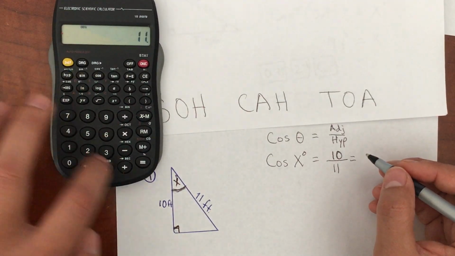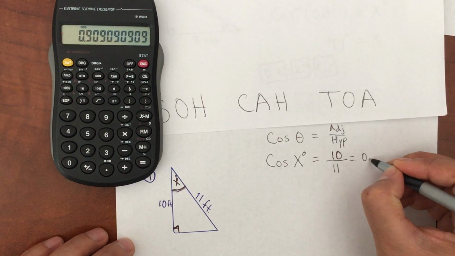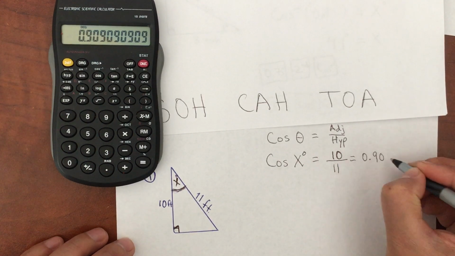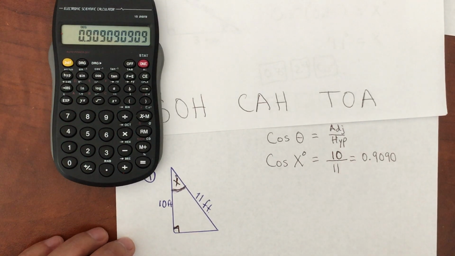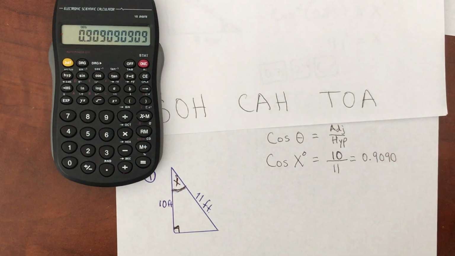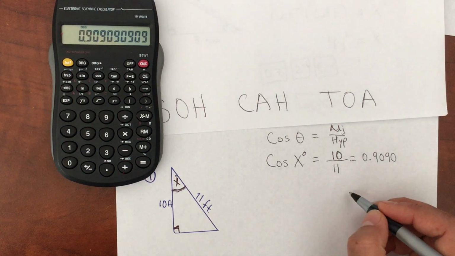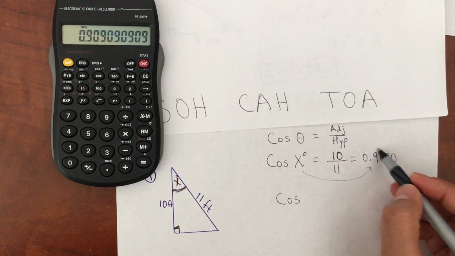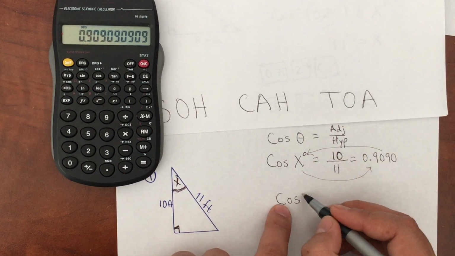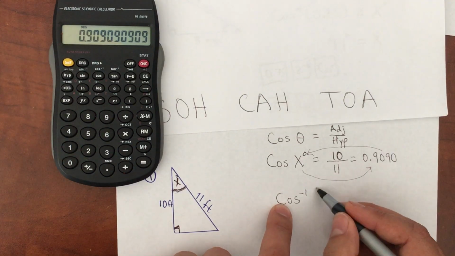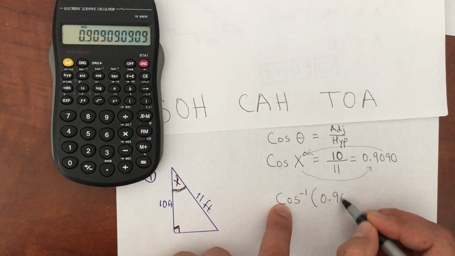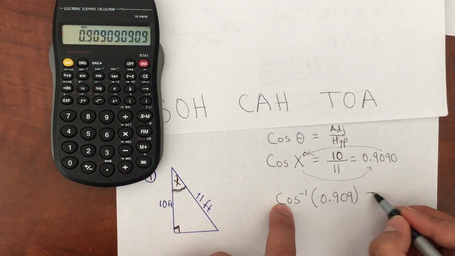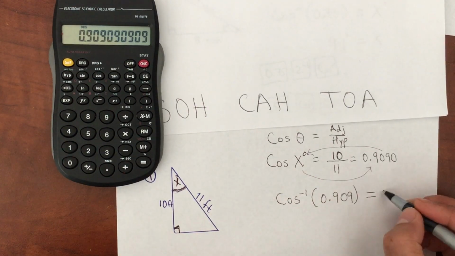10 divided by 11 gives me 0.9090. I told you to use at least 4 digits. So since that's a 0, you might just get rid of that 0 or add another 9. It's up to you. So now, remember that we switched these ones. So it's going to be cosine, but inverse of 0.909 equals, that goes to the other side.